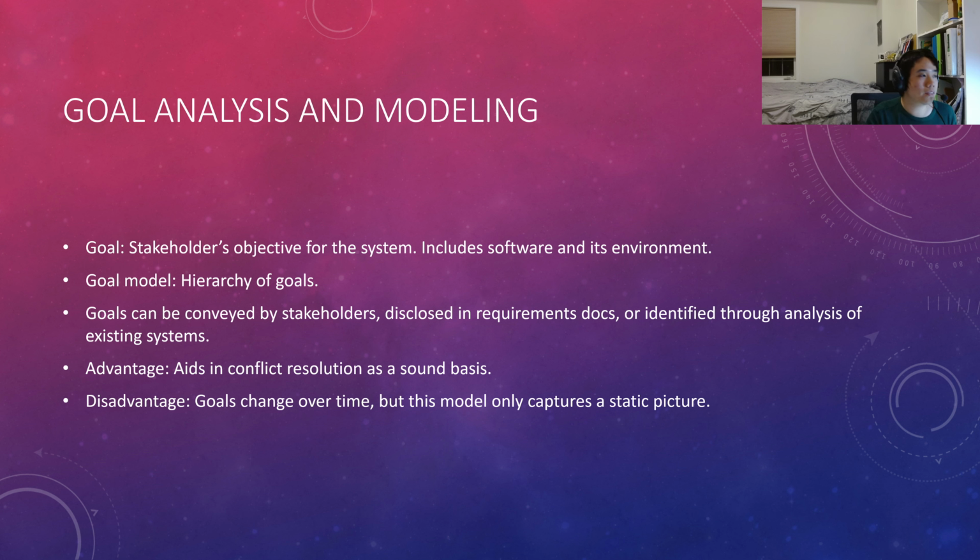Okay. So the last one we're going to look at here is goal analysis and modeling. So what is a goal in the world of working with requirements? It means the objective. It means the stakeholders' objective for this system. Like, what does the stakeholder want in this system? This may include the software aspect and its surrounding environment. Now, when we work with a goal model, we try to build a nice hierarchy of the goals to work with.